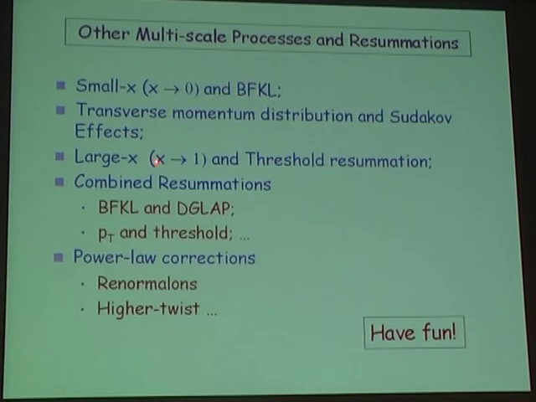And when you go to the other limit of x close to 1, another class of logarithm comes in, logarithm of 1 minus x, and this has to do with the threshold behavior, which needs resummation. And then, of course, some of these can happen at the same time. PT resummation and threshold resummation can occur at the same time, and BFKL and DGLAP, which we mentioned, can happen at the same time. And then, in addition to all these logarithms, there are power law corrections, which are again new physics, because everything we've talked about is valid up to corrections of the power of the small mass m divided by Q squared and things like that. These power law corrections go under the name of higher twist and so on. Anyway, so these are the advanced topics which you are going to have fun with for the rest of the summer school. Okay, I'm done.